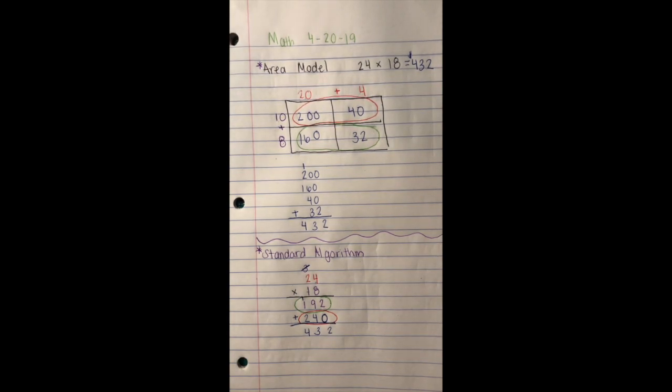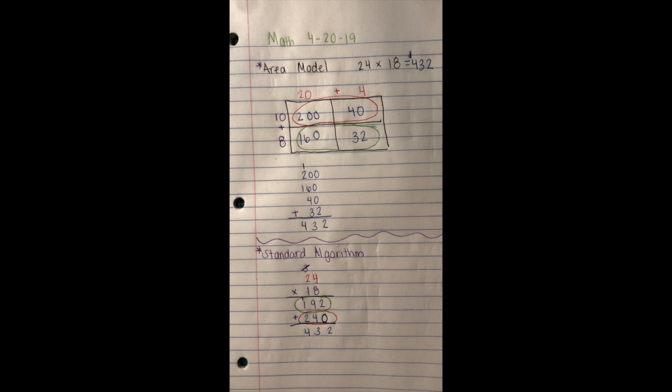Yeah, they are. So in standard algorithm, we're kind of condensing the area model and making it less steps, basically. So instead of breaking apart both the 24 and the 18, in standard algorithm, I just broke apart the 18. I did 8 times 24 and then 10 times 24. And I added those products together. It's the same thing, just a faster way to do it.